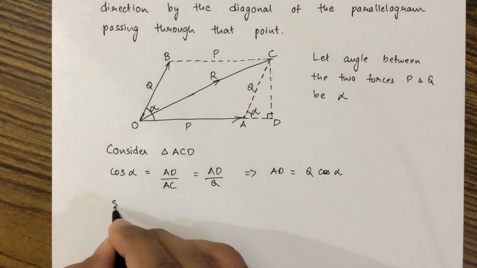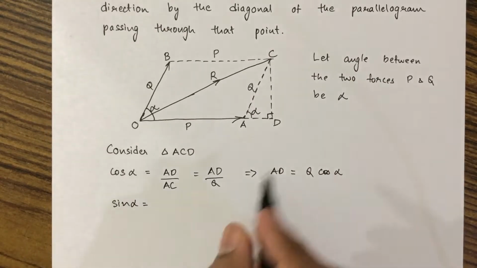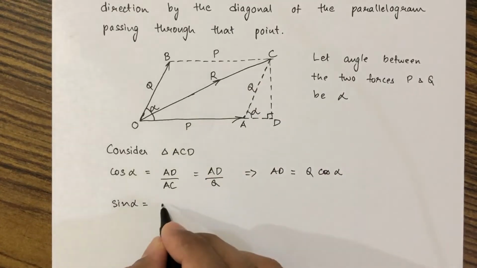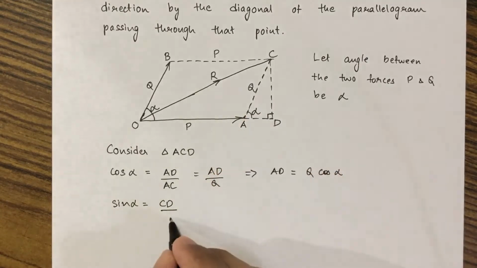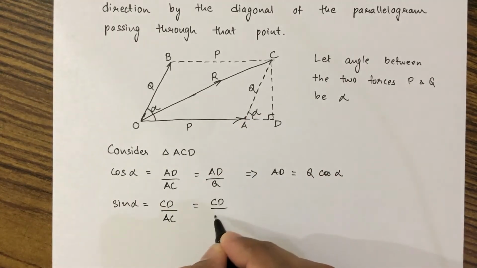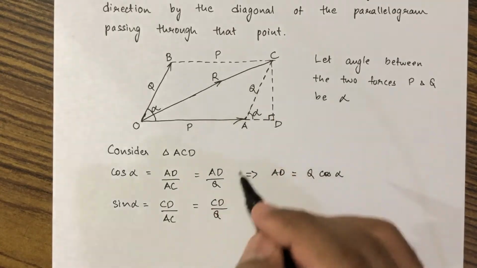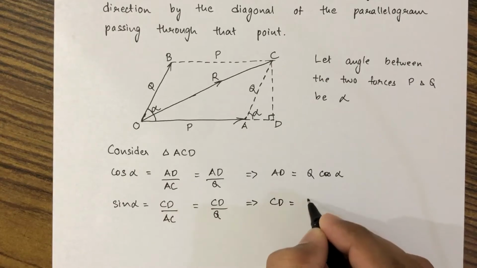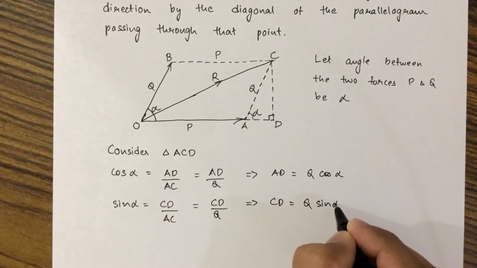Similarly, sin alpha will be opposite upon hypotenuse. Here opposite is CD and hypotenuse is AC, but AC is given as Q. So CD will be equal to Q sin alpha.